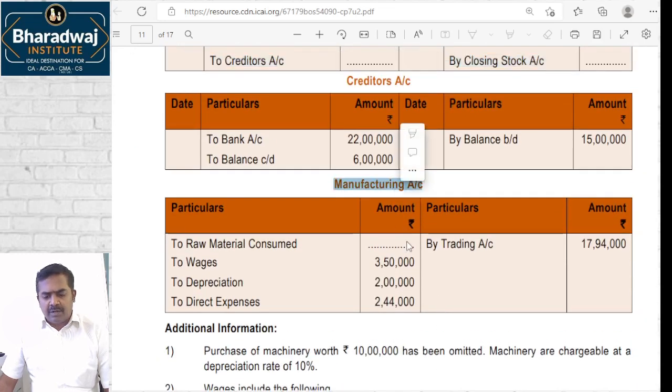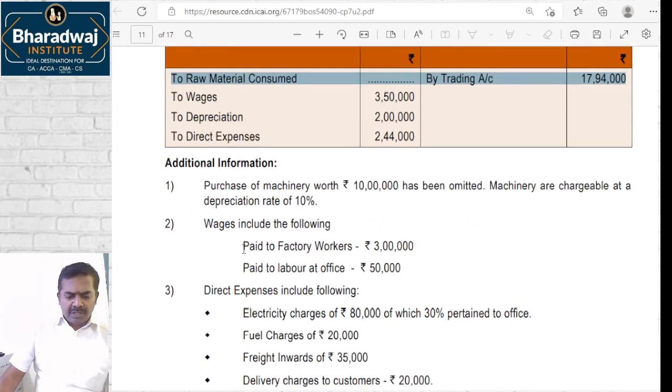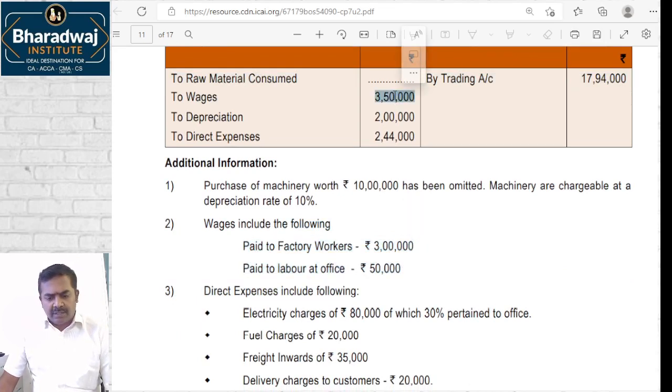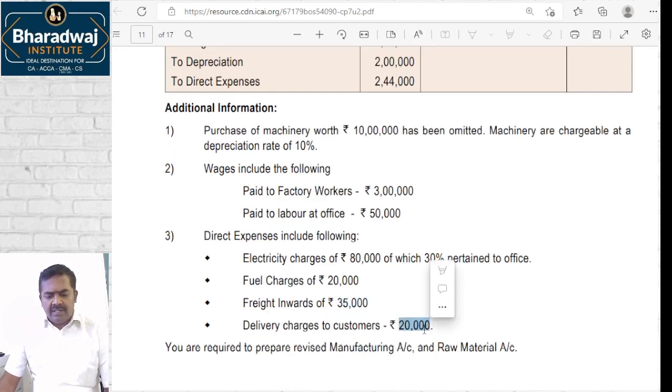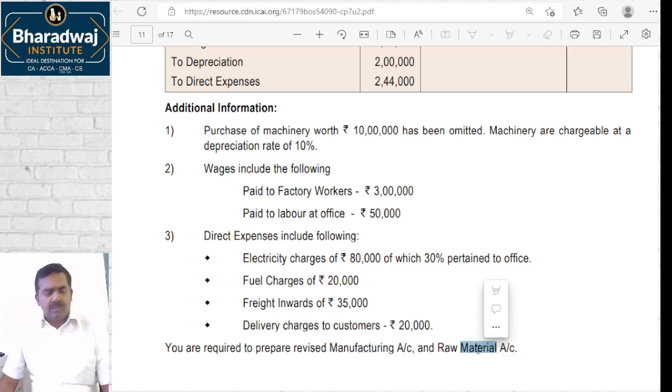Okay, what have they given in the manufacturing account and trading account? 17,94,000. They have given wages, depreciation, direct expenses and all. When you tally the manufacturing account, you will get which one? Raw material consumed. In that you have to charge all these expenses. Wages given 3,50,000 charged. Direct expenses for the electricity, fuel charges, freight inwards and what? Delivery charges to customers will not come. So they ask you to prepare which accounts? Revised manufacturing account and raw material account.